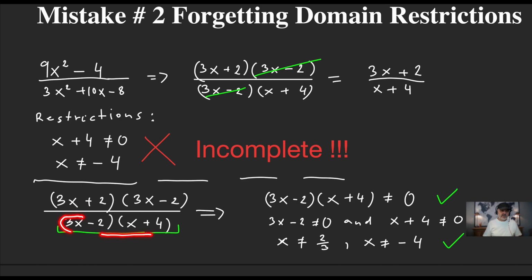So now your denominator is 3x minus 2 times 4 plus x. So the whole product of binomials 3x minus 2 times x plus 4 needs to be taken care of when looking for restrictions. So solve each binomial separately. Say 3x minus 2 cannot be equal to 0, and x plus 4 cannot be equal to 0, because the product of those two cannot be equal to 0.